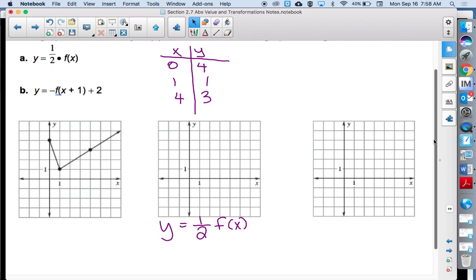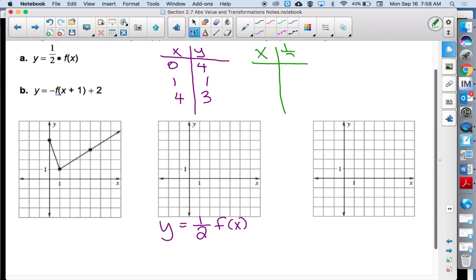So 1/2 f of x really means I'm going to make a new t-chart. My x is staying the same, but I'm taking half of y, and only the y. Because x inside the parentheses, this guy right here, it's just x. It's all by itself, just written as x. So x isn't changing because there's no numbers inside the parentheses with x. So keep your x values the same. We have a 0, a 1, and a 4.